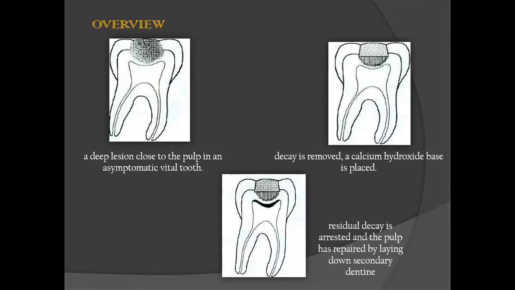So this is an overview of the procedure you will be doing. First, there is caries present. If it's not involving the pulp, it's deep. In the second diagram, you can see that the decayed dentine has been removed, and that's the outline of the cavity. So the caries has been removed. Now the residual caries is arrested by placing calcium hydroxide or any suitable medicament, which tries to remineralize it. So this is the overview of indirect pulp capping. This is what you will be doing.